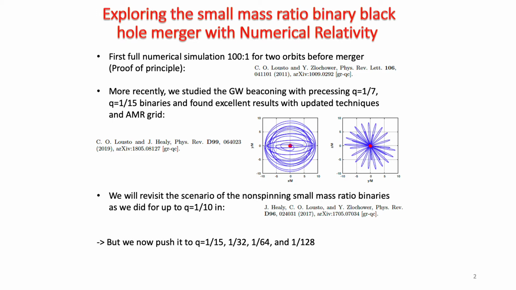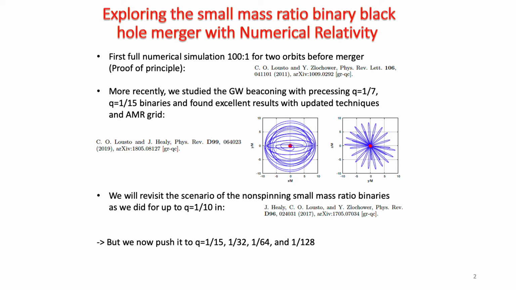A new set of evolutions that we have recently performed are based on numerical techniques that have been refined for longer term evolutions of spinning, precessing binary black holes, that were particularly tested for the case of mass ratios 1 to 15.